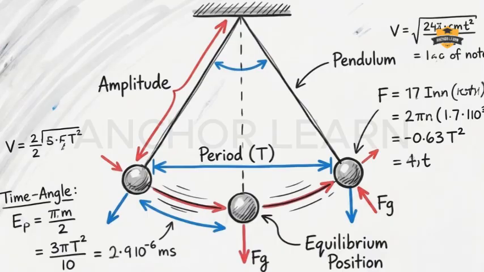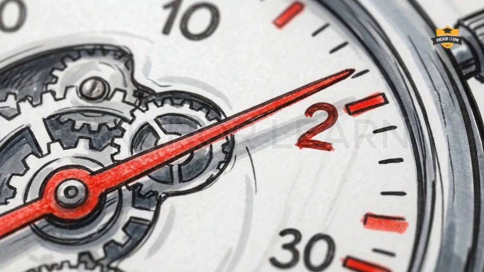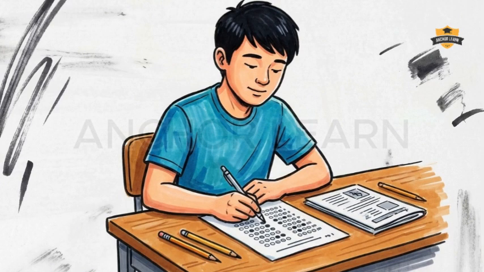Now let's address Objective 6, the unit of time. The standard SI unit for time is the second. In kinematics and motion problems, you must always convert minutes to seconds by multiplying by 60. Understanding the practical reasons behind these measurement standards makes them much easier to remember during the pressure of an exam.